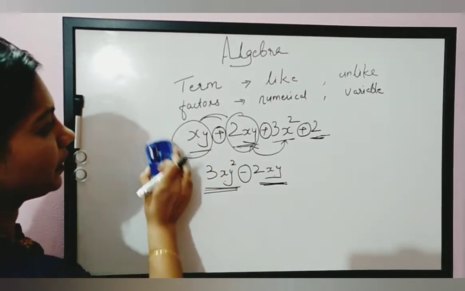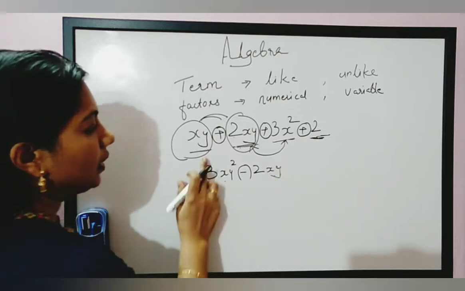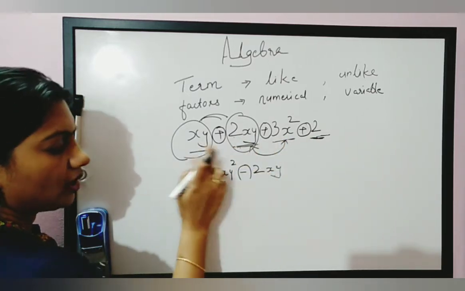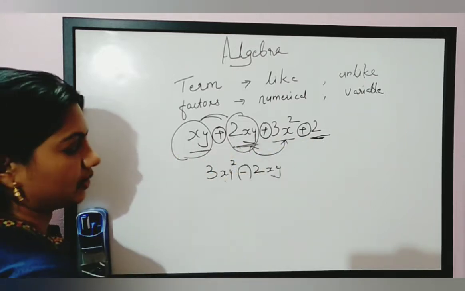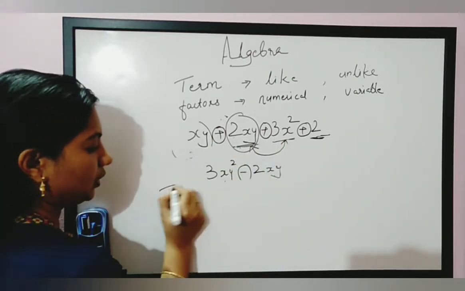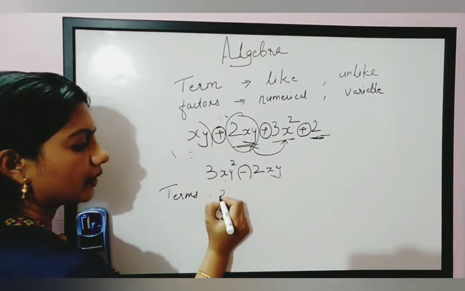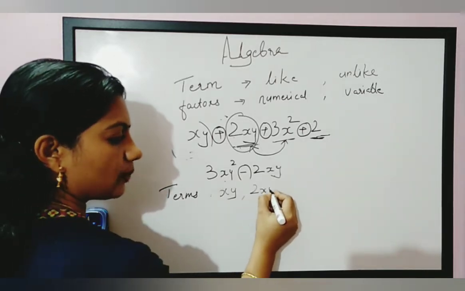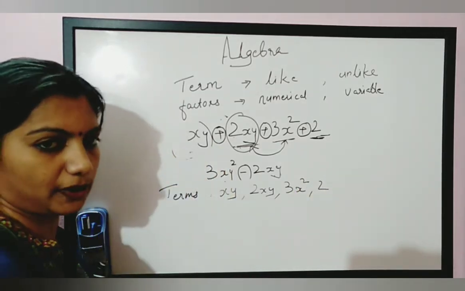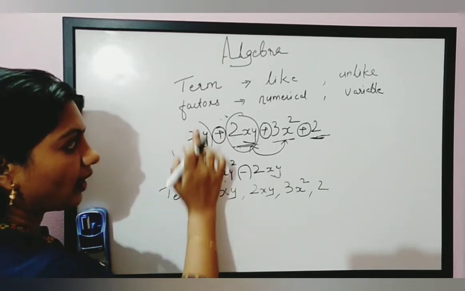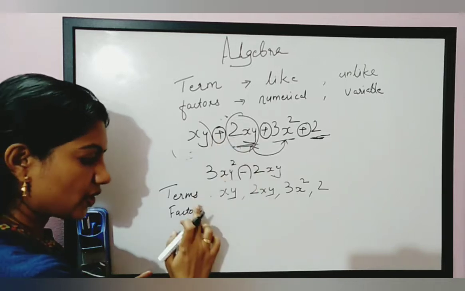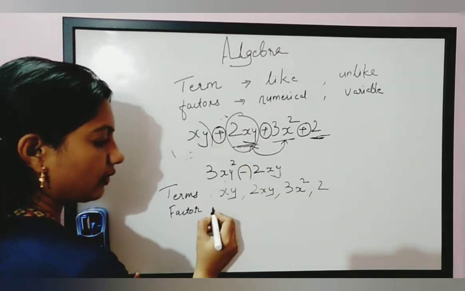Now let's look at factors. What are factors? Here I have xy, 2xy, 3x square and 2. If I take these terms out of this expression, I am taking out the terms from this expression. So the terms of this expression are xy, 2xy, 3x square, 2. These are the terms in this expression. Now, if I have to take the factors of this expression, first you find out the terms of this expression and then derive the factors.